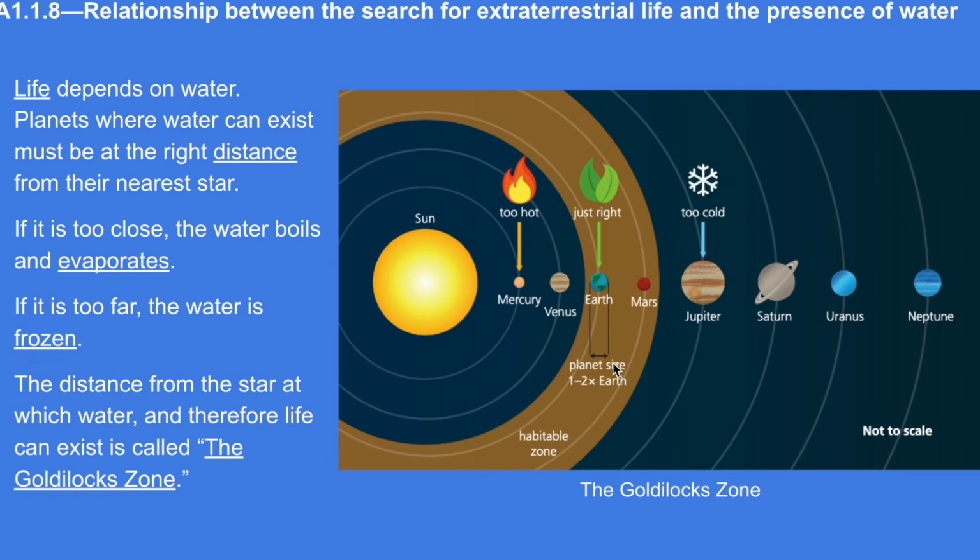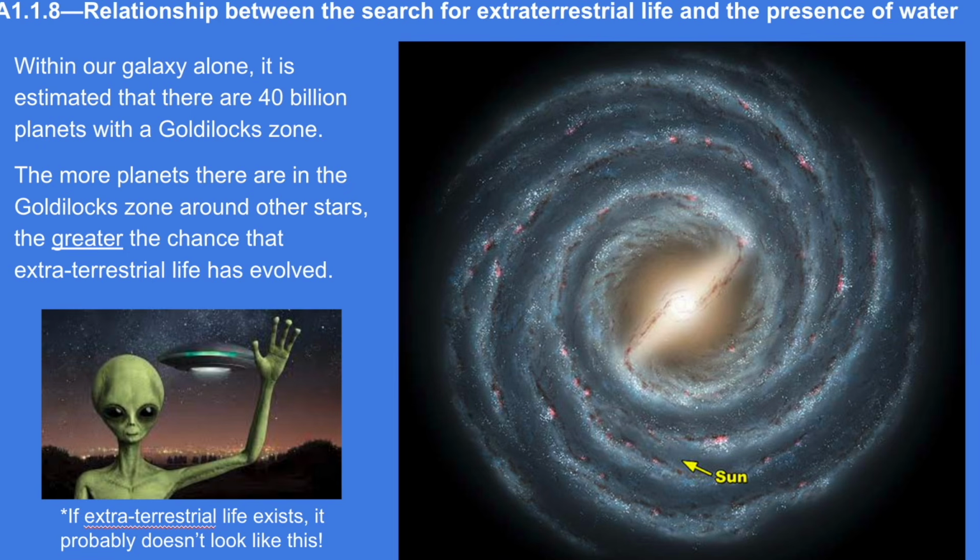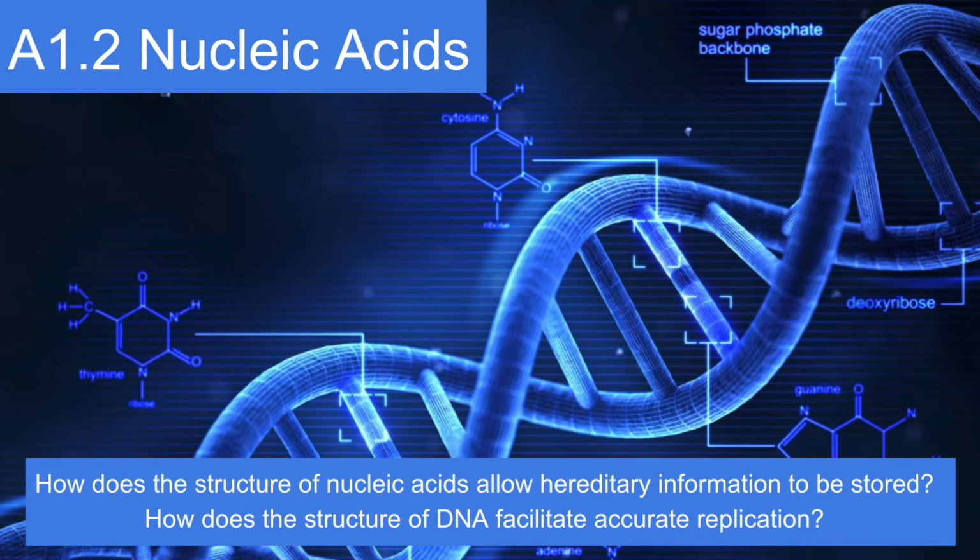And so we are right in the Goldilocks zone where it's just the right temperature that allows for life to exist. Life depends on water. And so if we're trying to find extraterrestrial life, the first thing that scientists do is they look for the presence of water on those planets. All right, that takes us to the end of the first slideshow. Moving on to the second.